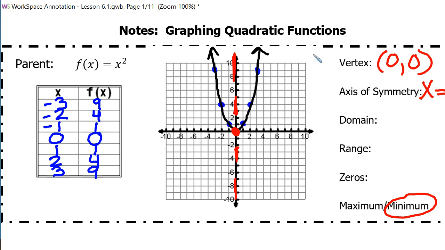The next question is for the domain. What does domain mean? X's. So, what does this arrow mean? Keeps going. What does this arrow mean? Keeps going. So if it keeps going left and it keeps going right, what would the domain be?